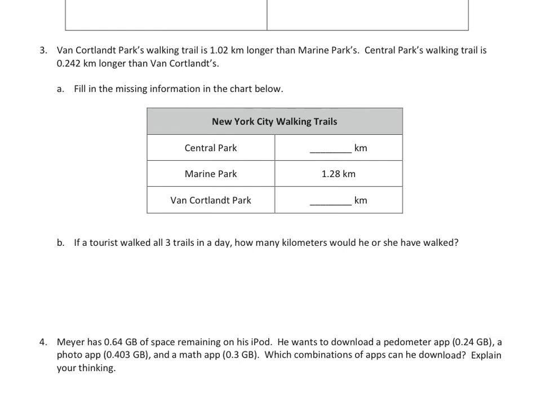So problem number 3, we have a word problem. Van Cortlandt Park's walking trail is 1.200 kilometers longer than Marine Park's. Let's circle 1.200 kilometers and let's box in longer than Marine Park's. The next sentence says Central Park's walking trail is 0.242 kilometers longer than Van Cortlandt's walking trail. Fill in the missing chart below.